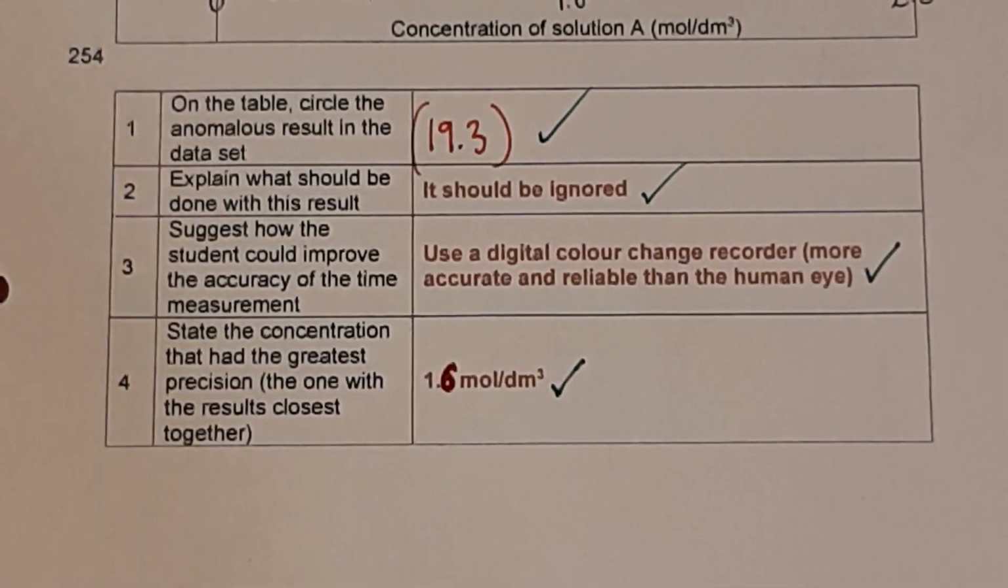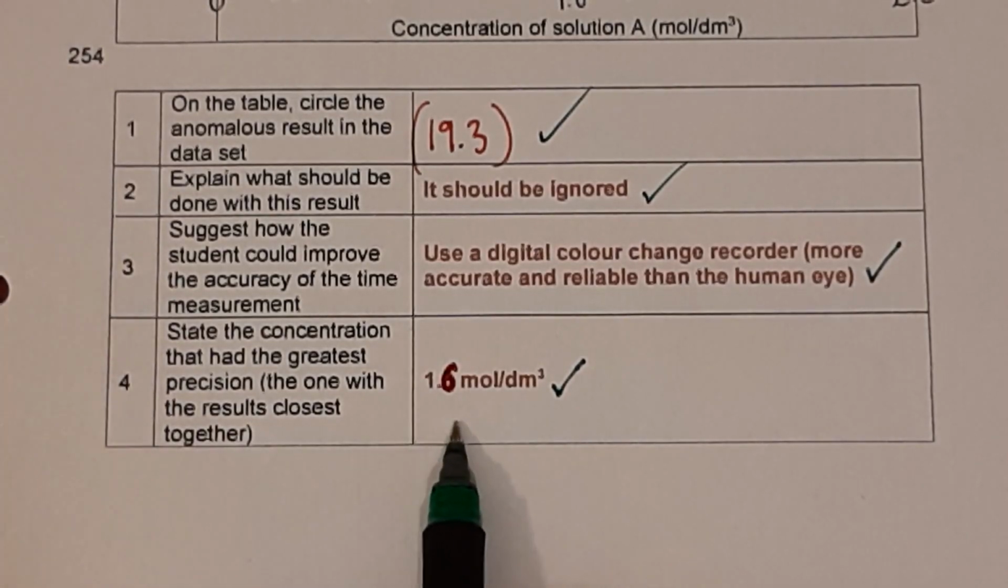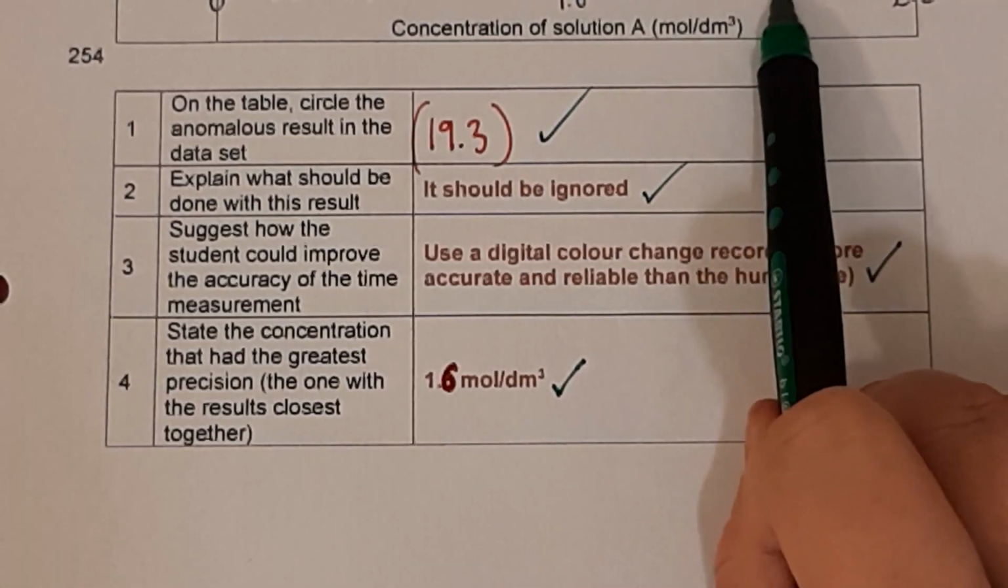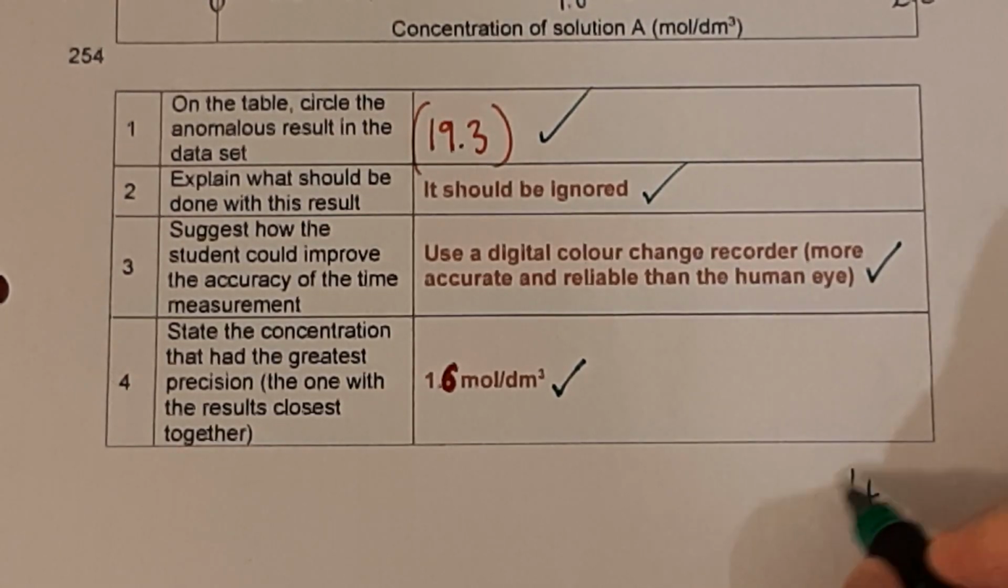Question 4, state the concentration that had the greatest precision, the one with the results closest together. So that was 1.6 decimetres cubed. The one with the highest concentration, because the results were the shortest and they were the closest together. Okay, so give yourself a mark out of 4 for those, please.